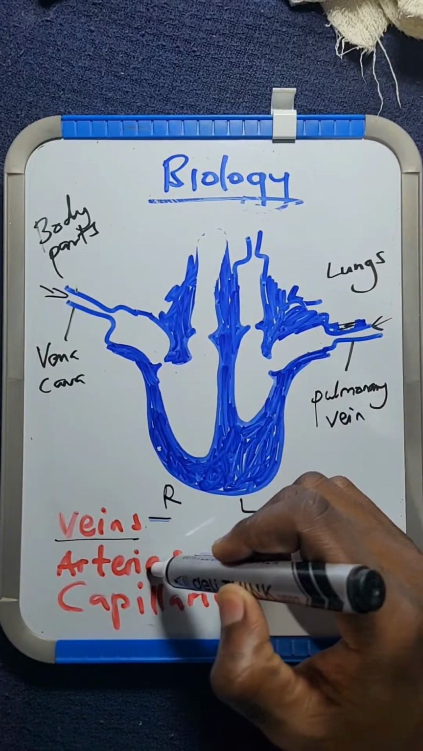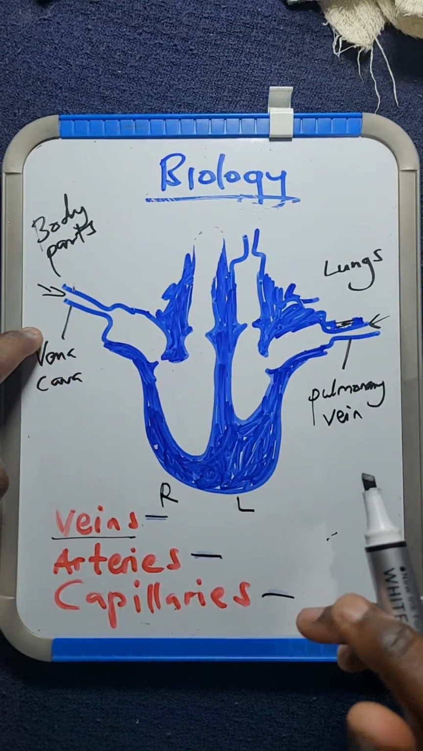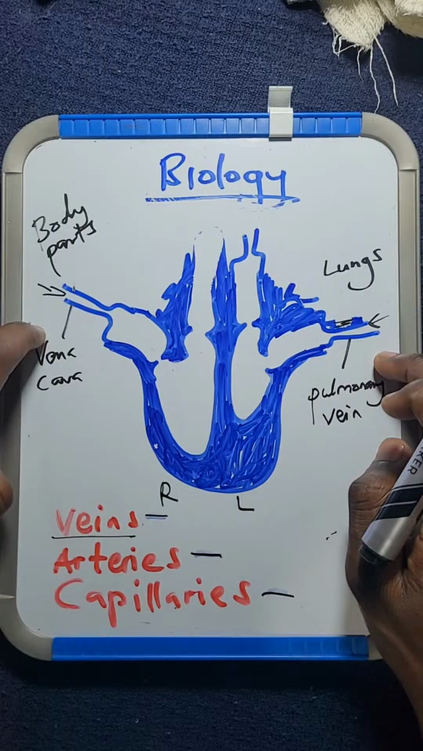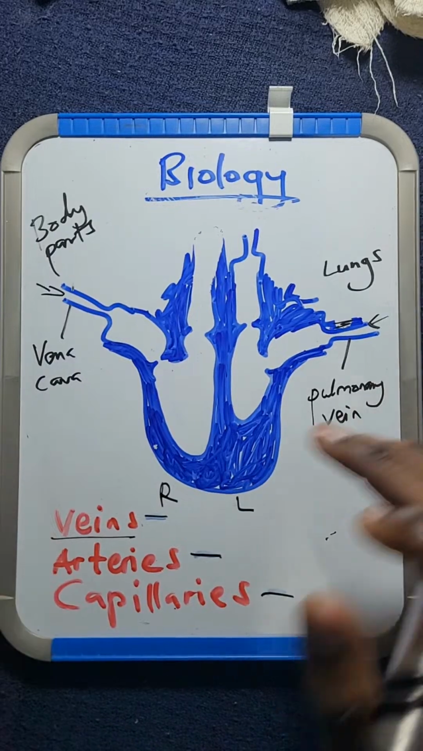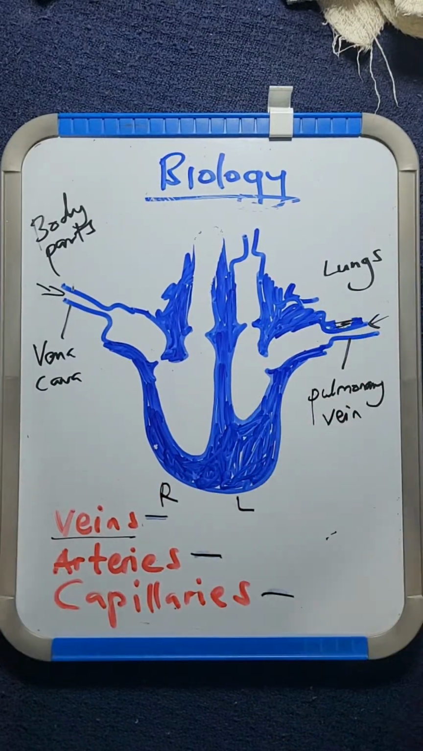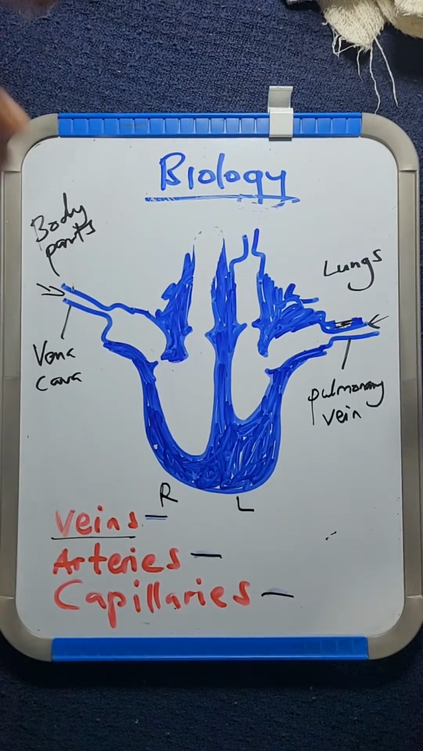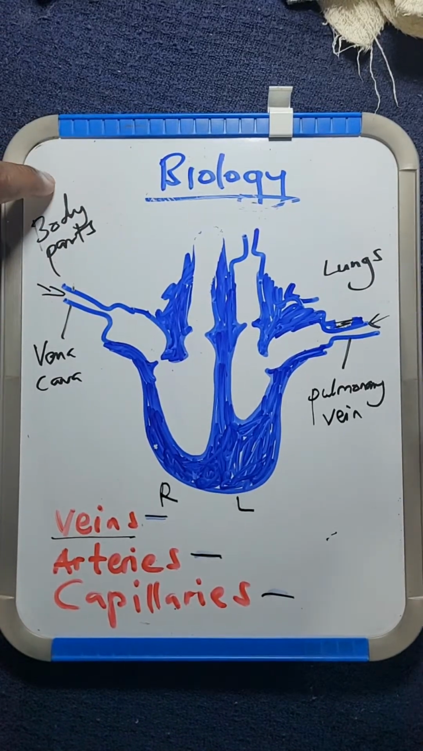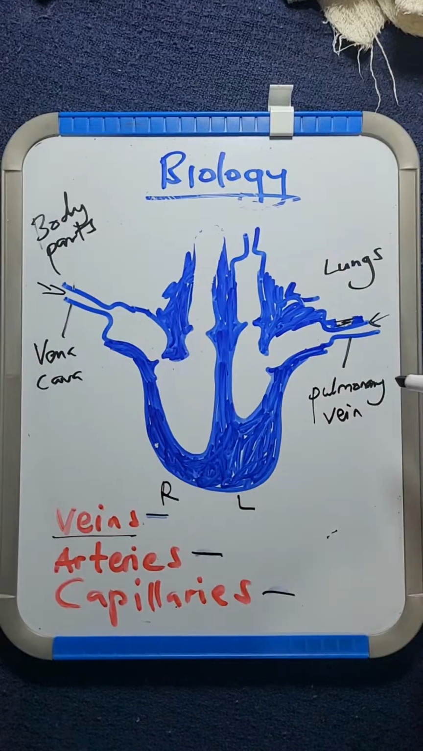We've got veins, arteries, and capillaries. For the veins, we've got two types, one on the right, another one on the left. The one on the right is known as vena cava, and the one on the left is known as pulmonary vein. What these veins do is bring blood to the heart. They take blood to the heart. The only difference is that the one on the right brings blood to the heart from different parts of the body, then the one on the left brings blood to the heart from the lungs.